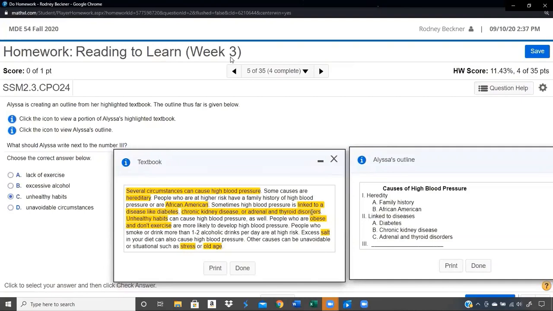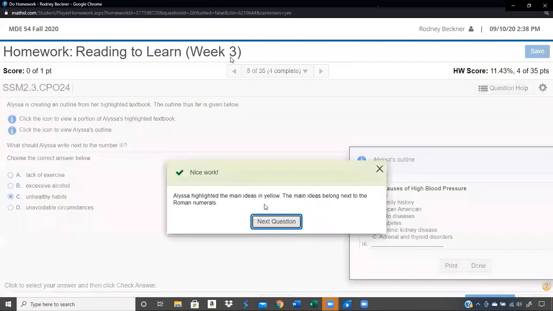We have the diseases. The next thing that's highlighted looks like she highlighted people who are obese and don't exercise are more likely to develop high blood pressure. People who smoke or drink more than one or two alcoholic drinks per day are at high risk. Excessive salt, stress, old age. So this is a main idea, not a sub idea. So main idea, lack of exercise seems like a sub idea. Excessive alcohol seems like a sub idea. Unavoidable circumstances like stress and old age seems like a sub idea. Unhealthy habits would be a collection of lack of exercise, excessive alcohol, and unavoidable circumstances. So let's see if that's going to work. There we go.